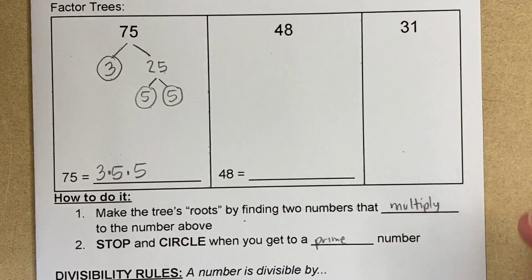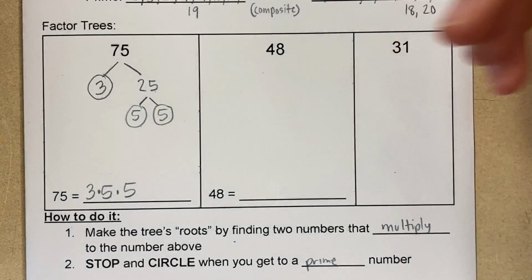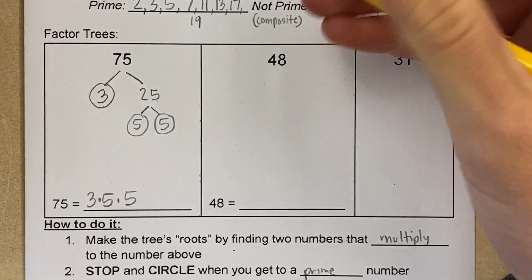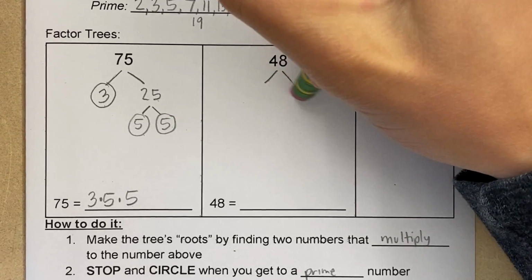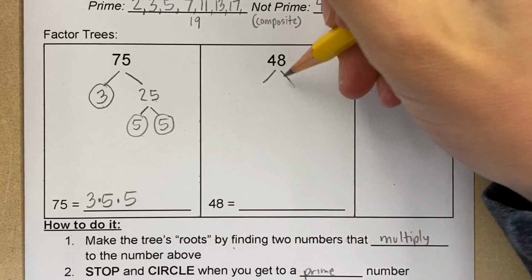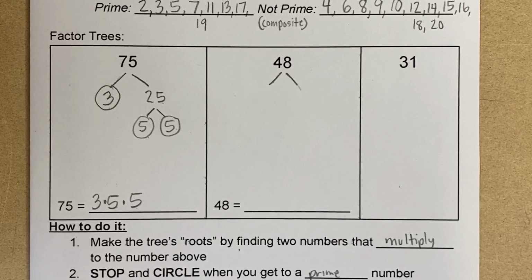And you're going to see in the next example why that stopping and circling is so important, because it's a really good, important way to prevent mistakes. Let's do 48. So go ahead and you can even pause if you want to have some time to think. Can you think of two numbers that multiply to 48?